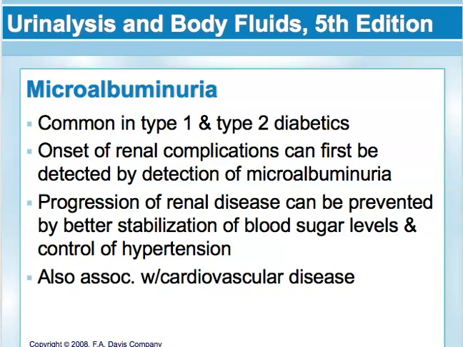Microalbuminuria is seen commonly in people with type 1 and type 2 diabetes mellitus. Diabetic nephropathy leads to reduced glomerular filtration and eventually leads to renal failure. So microalbuminuria is one of the first predictors of renal complications in diabetics. It can also be associated with increased risk of cardiovascular disease.